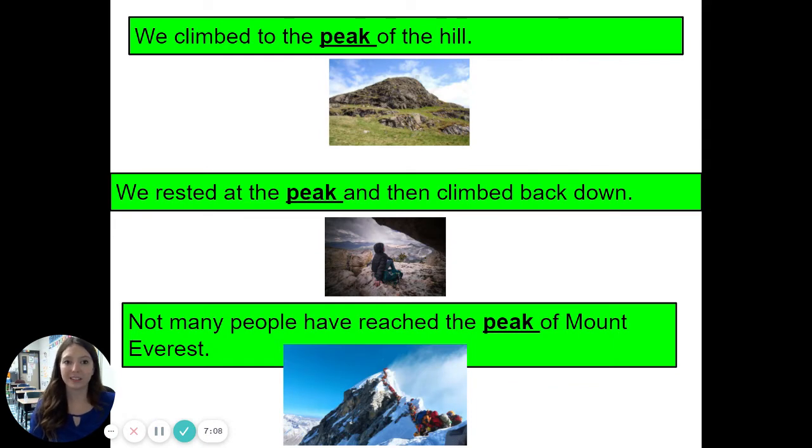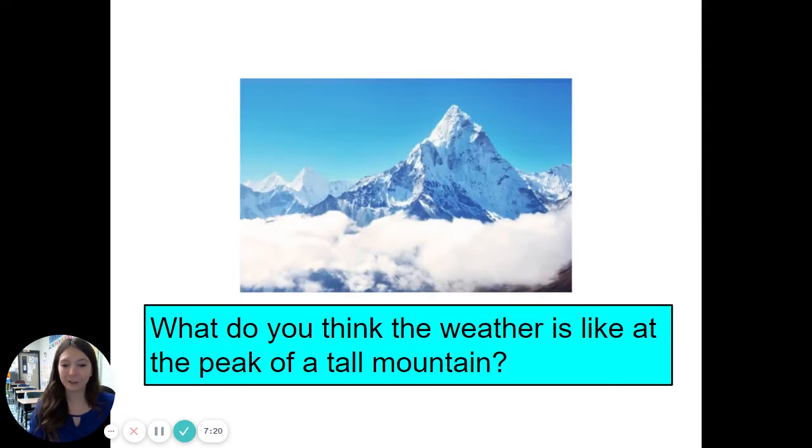Here are some example sentences. We climbed the peak of the hill. We rested at the peak and then climbed back down. And not many people have reached the peak of Mount Everest. That's a really tall mountain. Here's your question. You'll use peak in your answer. What do you think the weather is like at the peak of a tall mountain? Use the word peak. Pause the video.